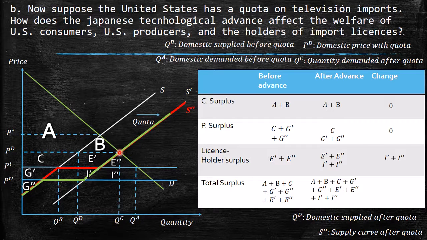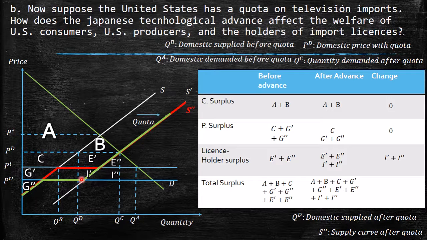So as you notice here, the change of the consumer surplus is going to be the same. It's going to be A plus B. And on the other side, producer surplus is going to be exactly the same, C plus G prime plus G2 prime. So where is the change? The change is basically here in the license holders, because instead of paying PT, they have to pay PT prime. Okay, so they benefit from that.